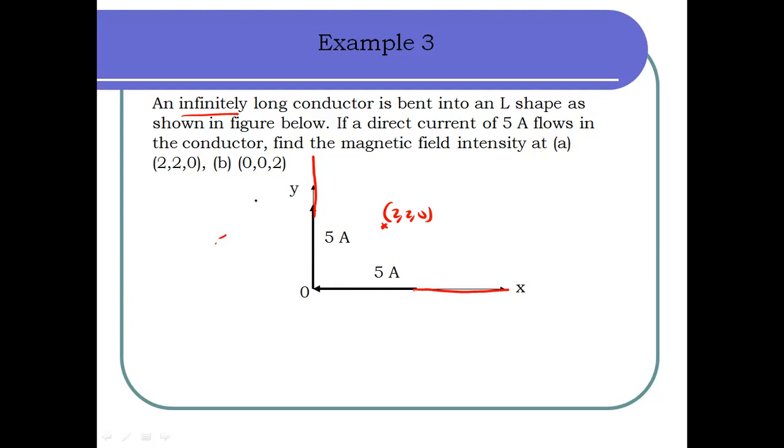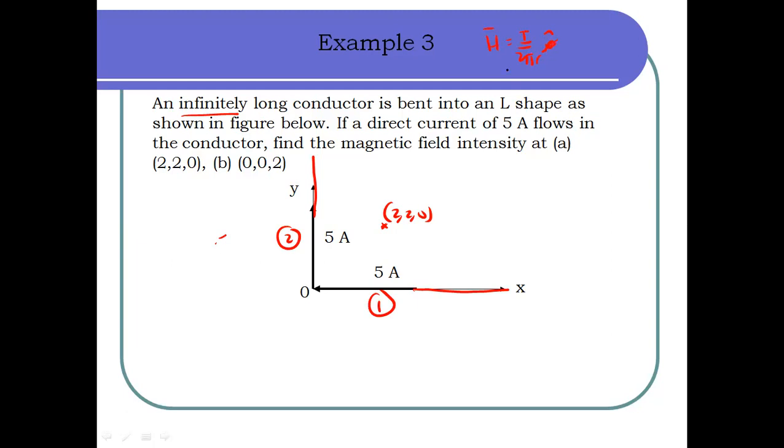Although it is mentioned here that the conductor is infinite, we need to separate this infinitely long conductor into two different regions. The first one is on the x-axis, and the second one is on the y-axis, because it's not a straight line anymore. If you want to use the simplified equation, remember we have H field equals I over 2 pi r in the direction of phi.